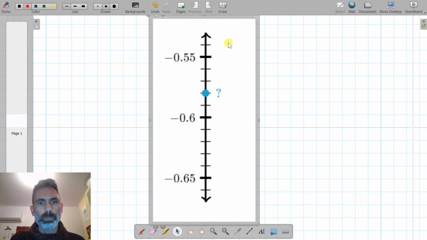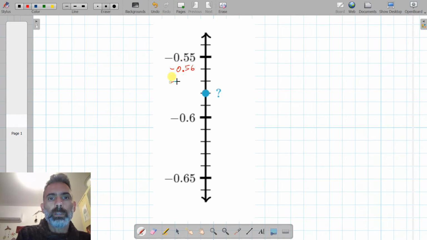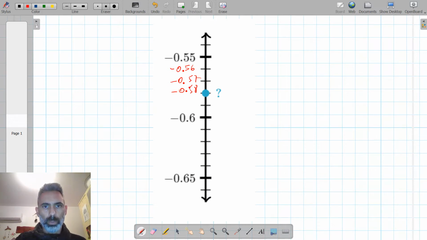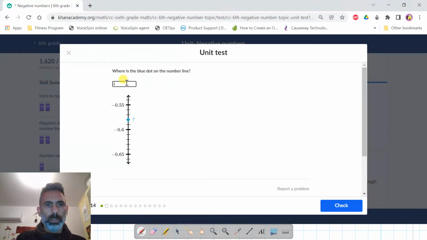Okay, so each hash mark is 100 hundredths, and so this is -0.56, and this is -0.57, and this is -0.58. Okay, so the blue dot is -0.58.